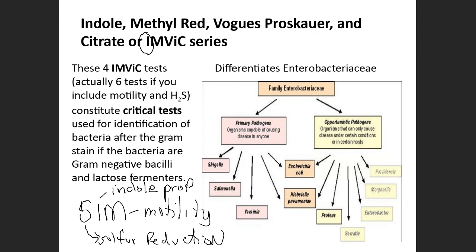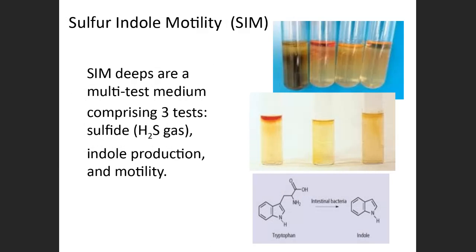All right, we can get started with that one with the SIM. So they're dips. So it's media that's solid in a tube. It's not slanted. That's why it's a dip. And after the inoculation, you will be able to read 3 results. And one of those results happens to be the one that's part of the INVIC series, which is the indole production test.